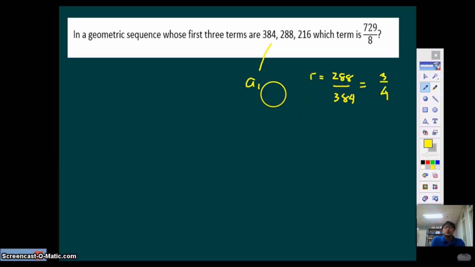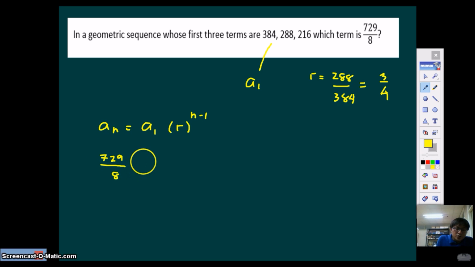So we have the first term, we have the common ratio 3/4. We're asked which term is 729 over 8. So remember, the formula to get the nth term is a sub n equal to a sub 1, the first term, times the common ratio raised to n minus 1. Now we have 729 over 8 equal to a sub 1, that will be our 384, multiplied by the common ratio 3/4 raised to n minus 1. We are actually solving for n in this equation.